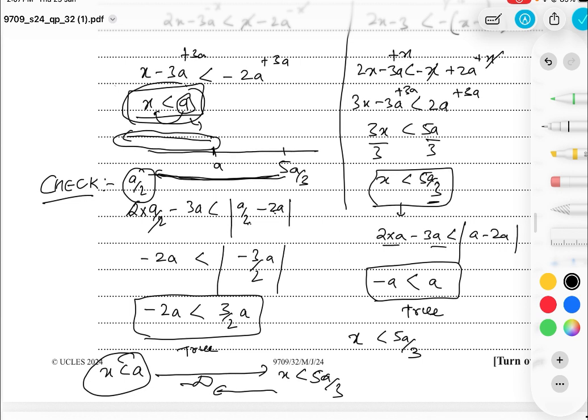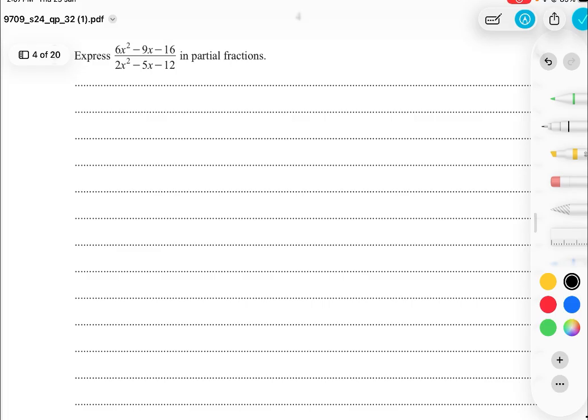Are you thinking with me, A level students, or not? So this will be our final answer. Very good, learners. Let us move on to the next question now. All right. So the next question states express. We have to express this in partial fraction.